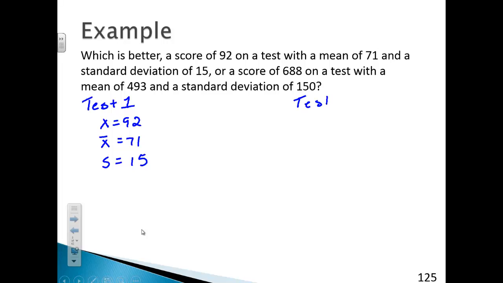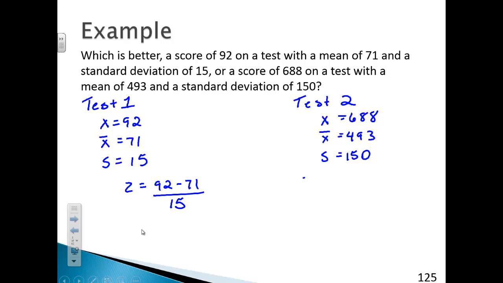So for test 2, we had a score of 688. So data value with a mean, x bar, of 493 and a standard deviation, S, of 150. Finding the z-score for each one, data value minus the mean divided by the standard deviation. For the second one, data value minus the mean divided by the standard deviation.